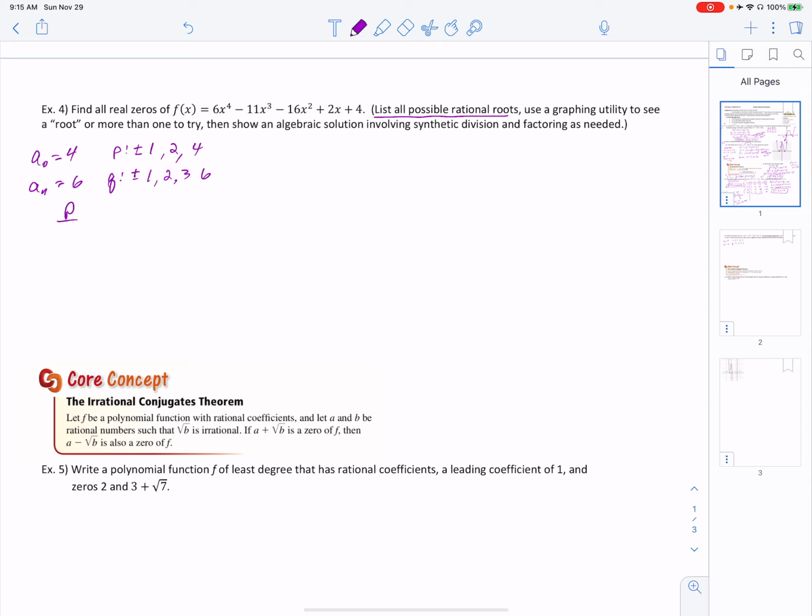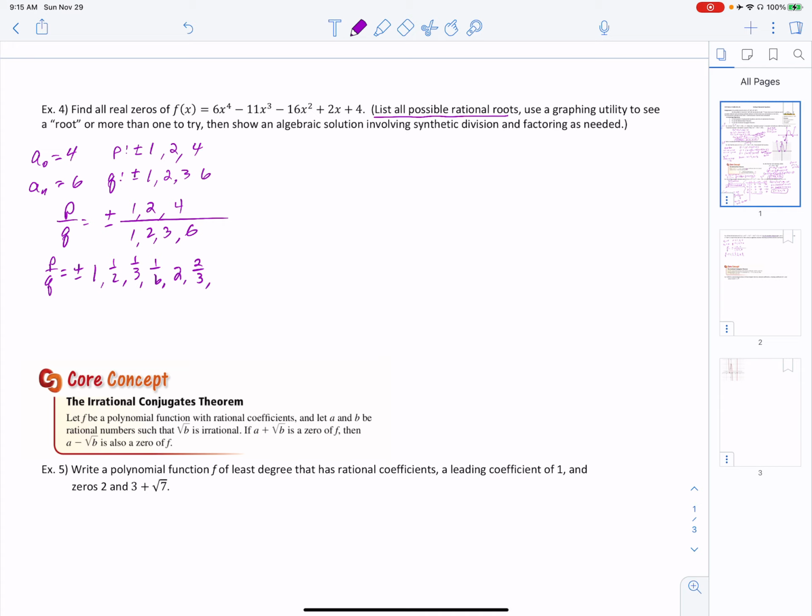And so your list of p over q, you have your 1, 2, 4 possibilities over 1, 2, 3, 6. So you have to take 1 over each of those for your list. So you get a 1 over 1, a 1/2, a 1/3, and a 1/6. And then a 2 over each of those. So 2 over 1 is 2. 2 over 2 is 1. We already have that. We have 2/3, and then 2 over 6 is 1/3. We already have that, so we don't need to do that one.